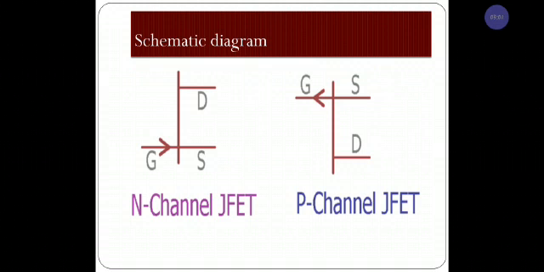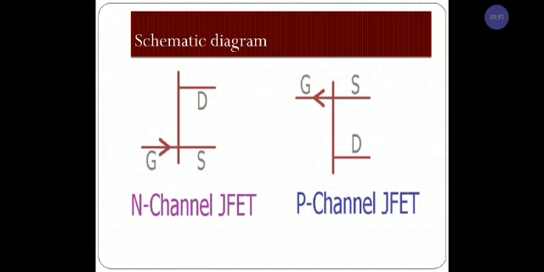This is the schematic diagram of N channel JFET and P channel JFET. If you see this diagram, in the N channel JFET the arrow mark pointing towards the gate identifies it as an N channel JFET. Similarly, in the P channel JFET, the arrow mark is pointing outward from the gate, so it is a P channel JFET. Already I have said JFET is a three-terminal device. The three terminals are drain, source and gate.